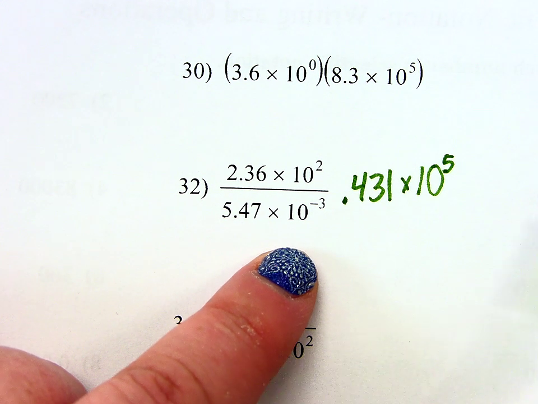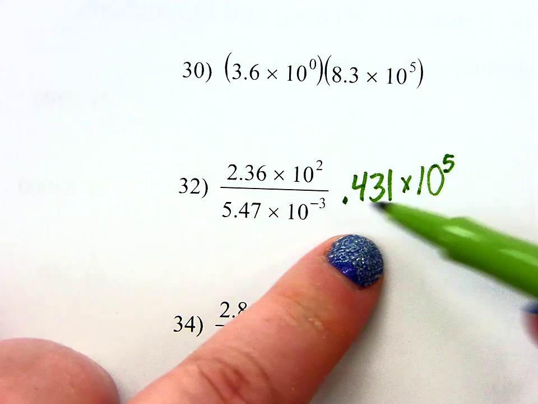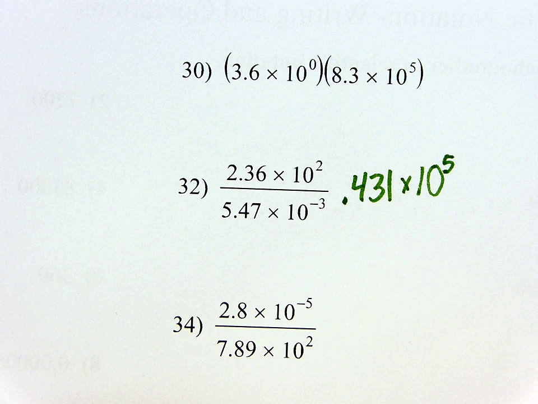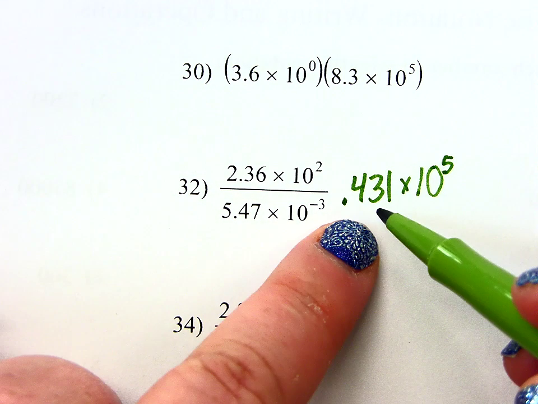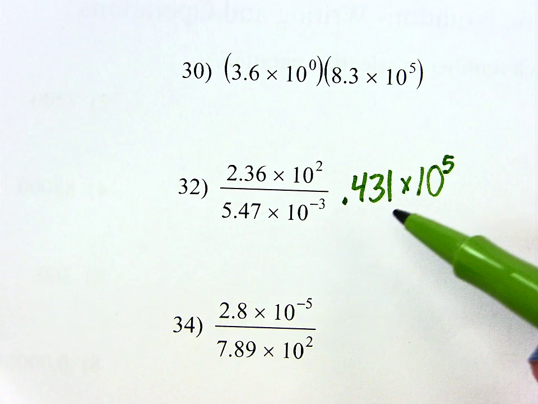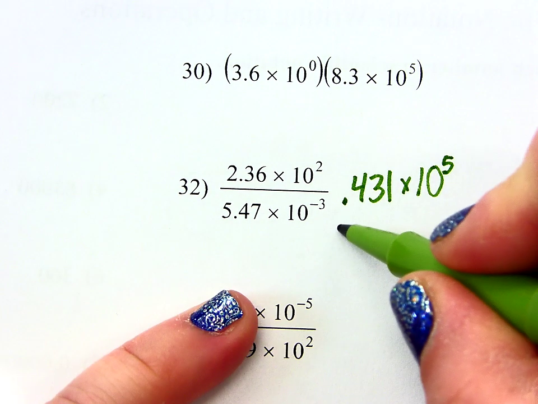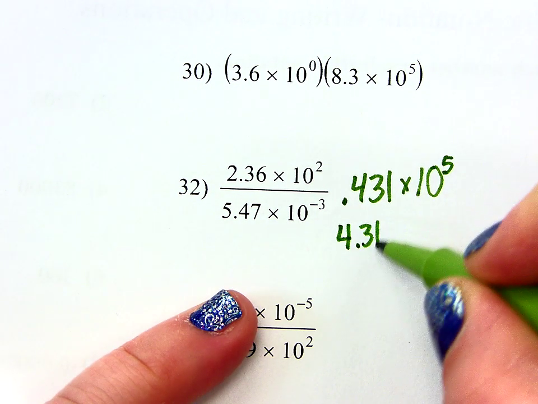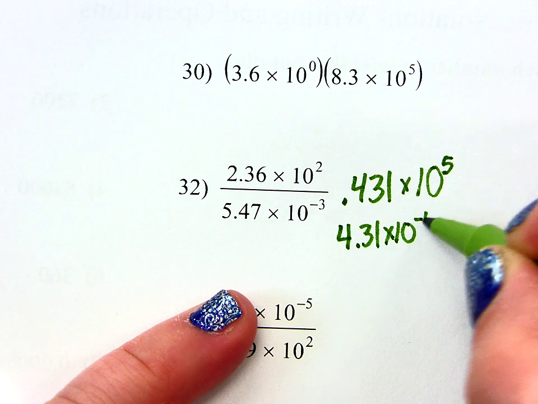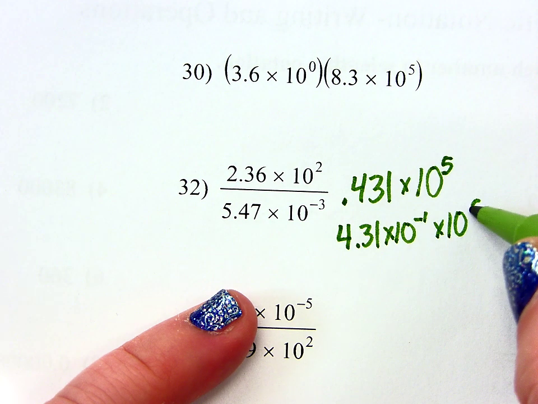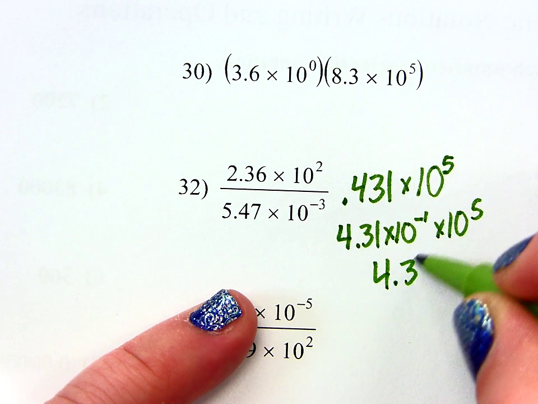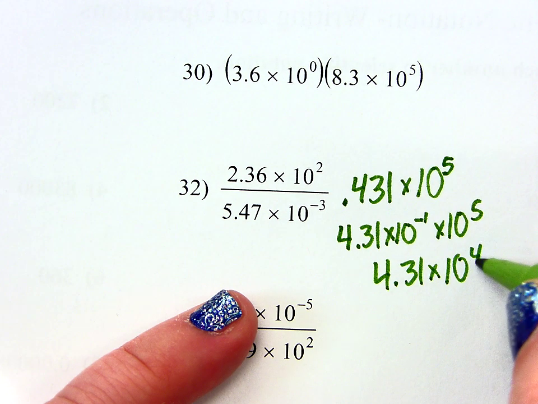Too bad, so sad. We have to fix it because that's not in proper scientific notation. That first number has to be between 1 and 10, and it's not. So let's fix it. That first number would become 4.31 times 10 to the 5th. So all in all, it becomes 4.31 times 10 to the 4th. Yes.